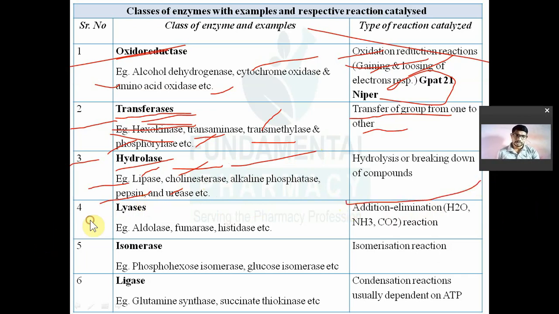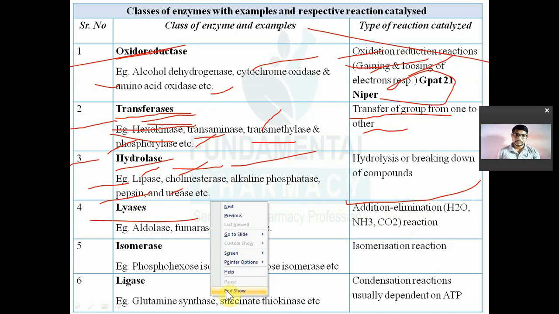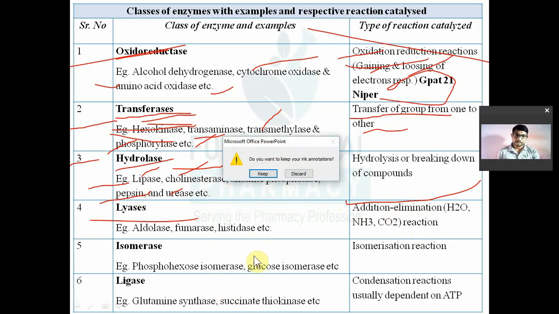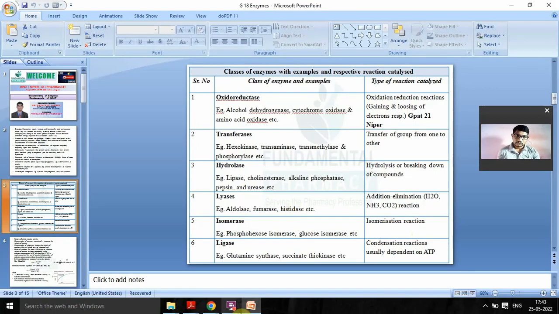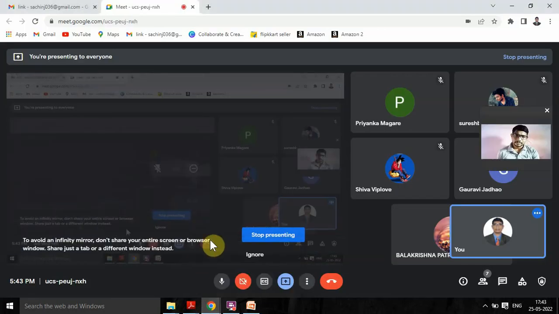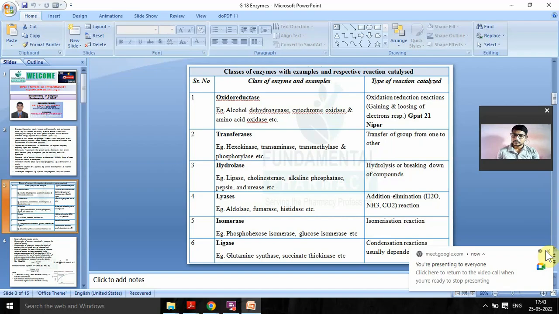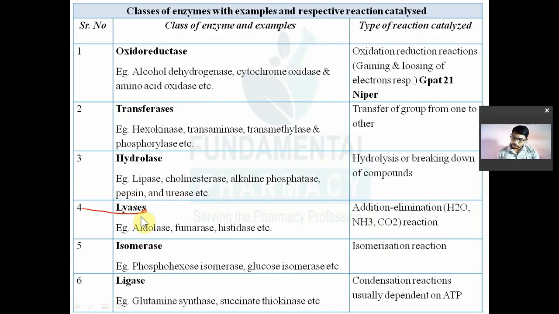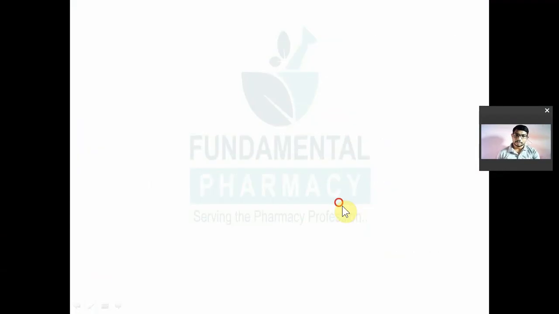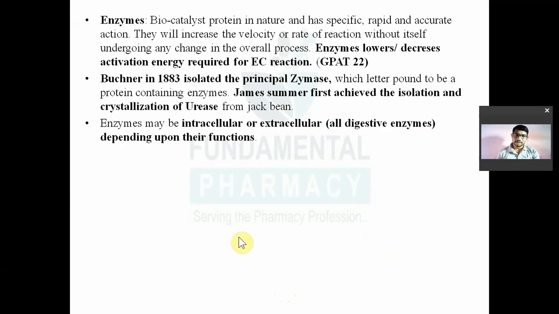Now the next one is lyases. These category of enzymes are involved in the addition or elimination of groups. For example, addition of a hydroxyl group or elimination of a hydroxyl group. Examples of lyases are aldolase, fumarase and histidase. Keep up with the time. Half the chapter is done now.